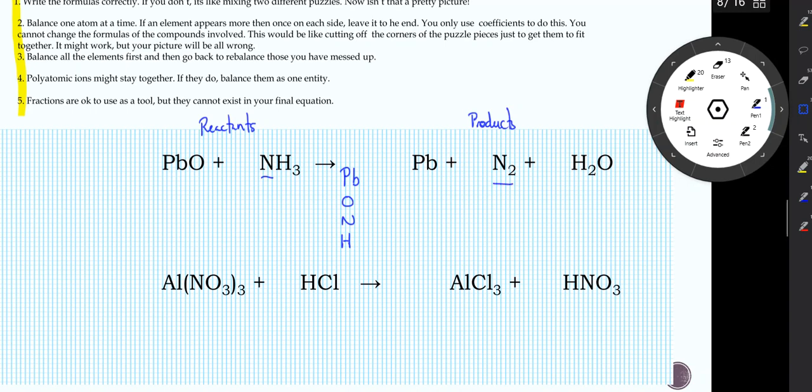They look different. And the N2 is just a diatomic element. That's all it is. So what you're going to do is use what are called coefficients to balance out what we're given. Now, by putting a 2 here, really what I mean is 2 NH3s. So you could actually write it just like that if you wanted to. But now I have 2 of them.